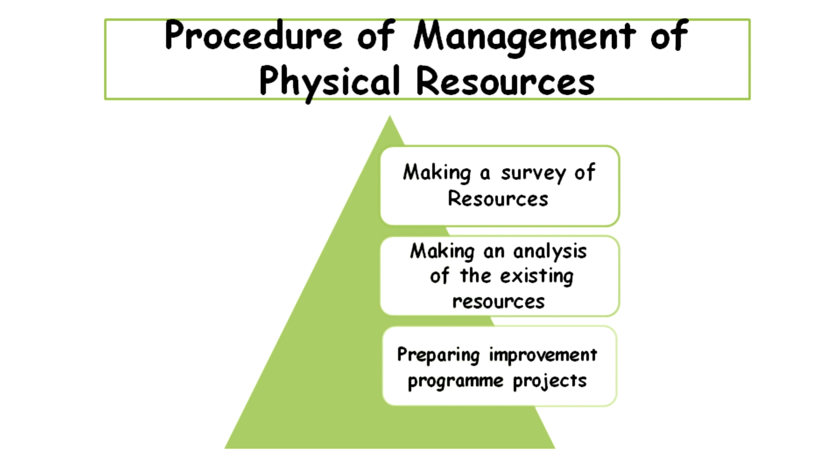As stated earlier, first what we have to do is to make a survey of resources. So what are the resources needed? Then the second step is also linked with the first step, that is making an analysis of the existing resources. So the resources which the government prescribes that are needed for a school, and then the existing resources. So such type of survey should be conducted. Then we can state that preparing the improvement program projects.